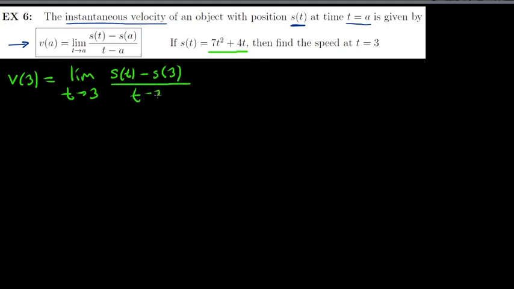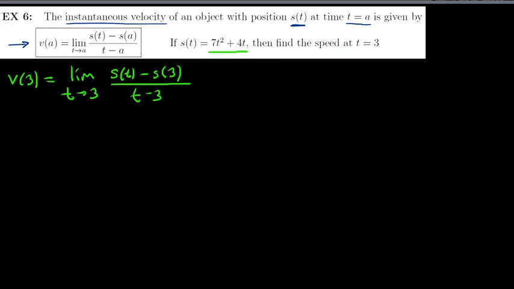So if s is equal to this function here, 7t squared plus 4t, we want to find the instantaneous speed at t equal to 3. That's the question. In order to do this, we want to find v of 3, which is defined as the limit as t approaches 3 of s of t minus s of 3, divided by t minus 3. To find this velocity at time t equals 3, we have to evaluate this limit.